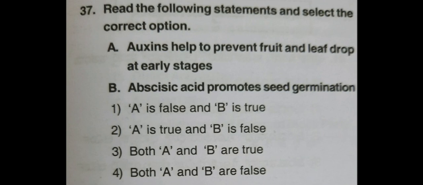Read the following statement and select the correct option. Auxin helps to prevent the fruit and leaf drop at early stage. Yes, this is correct. Abscisic acid promotes seed germination. No, this is wrong. So, second option: A is true and B is false. Second option is the right answer.